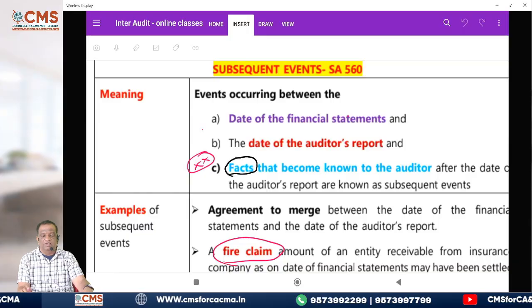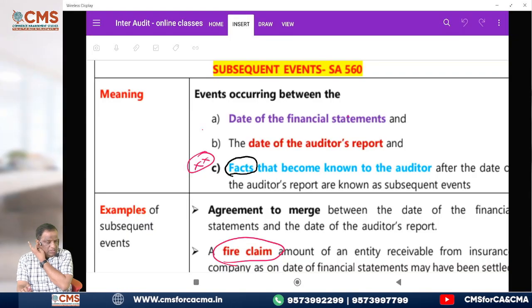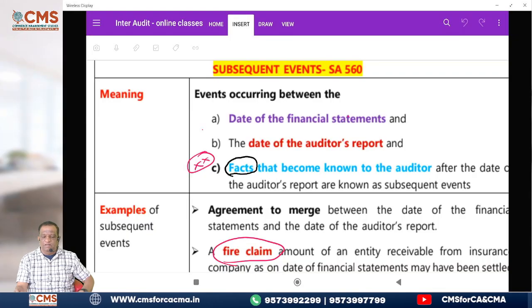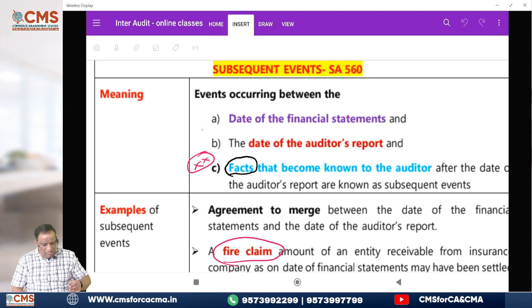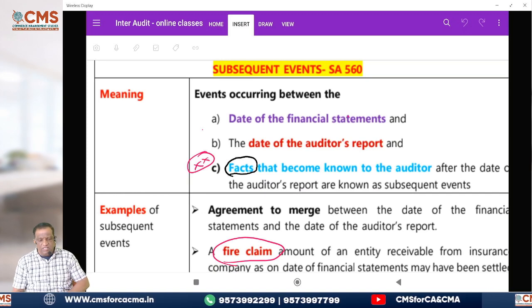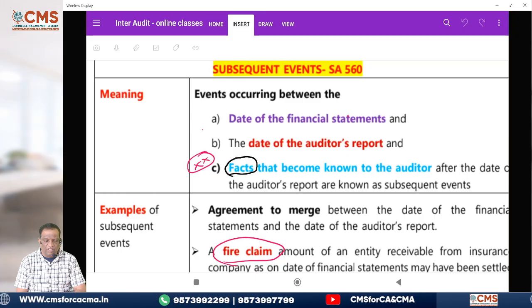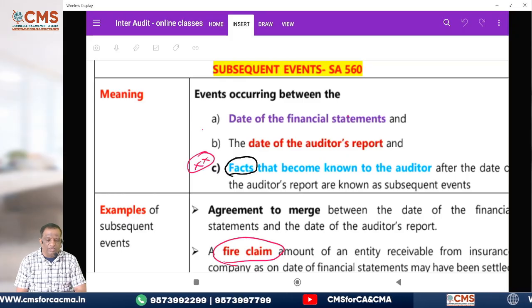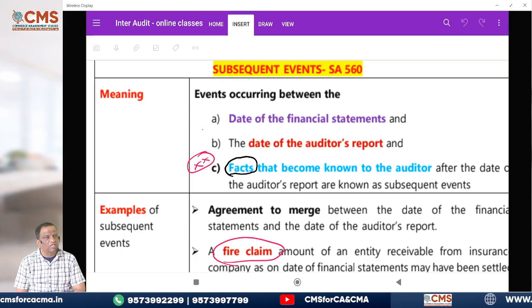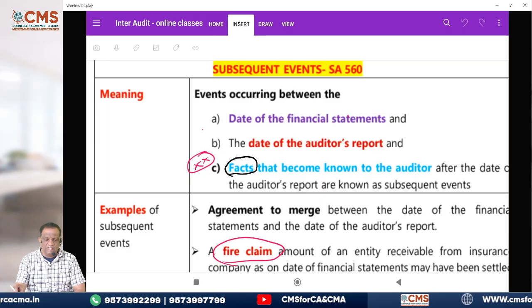The first one, subsequent events. So the subsequent events is SA 560. In this we will be learning what we mean by subsequent events and what are the examples of subsequent events, including the types, and then how an auditor should respond to each of such cases. That is what broadly we will discuss.